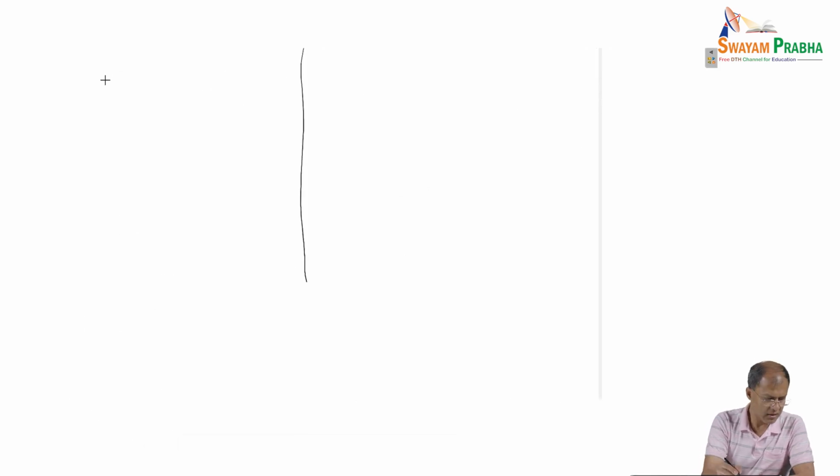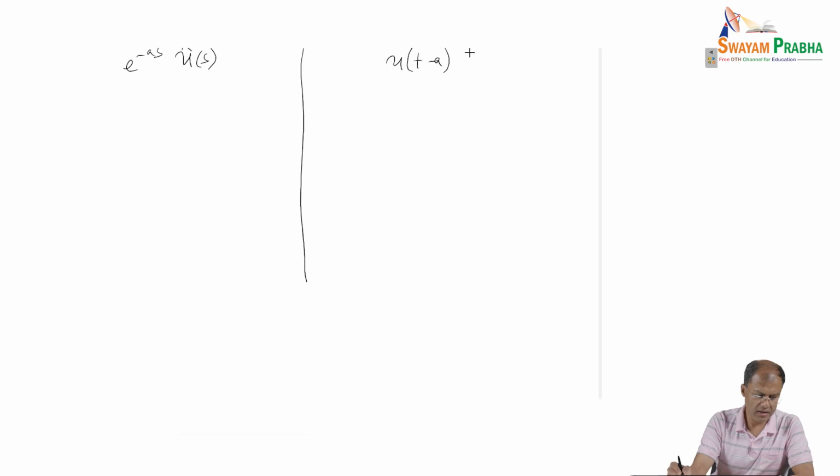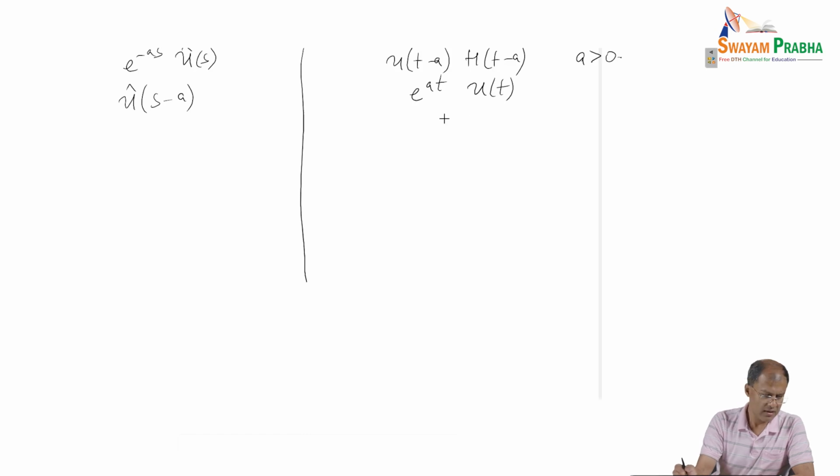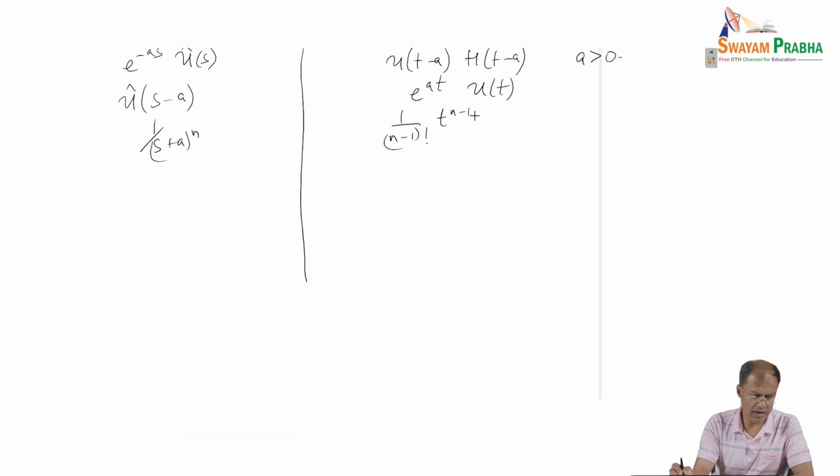Then for the transform e to the power minus as u hat s, this is also u of t minus a h of t minus a, where a is positive. And similarly, the transform of u hat of s minus a is e to the power at u of t, and then for 1 by s plus a to the power n, we see that the transform is 1 by n minus 1 factorial t to the power n minus 1 e to the power minus at, where n is 1, 2, 3 and so on and so forth.